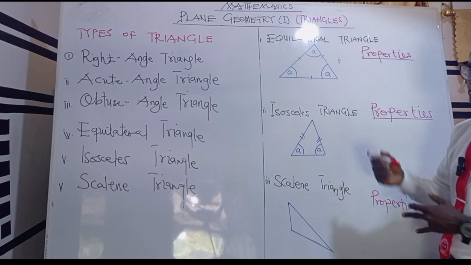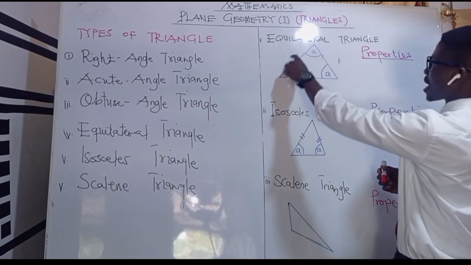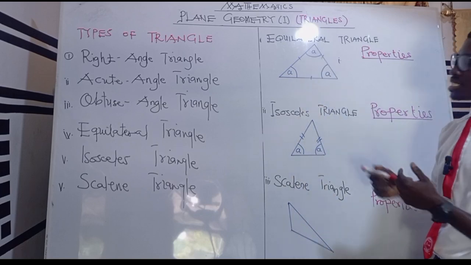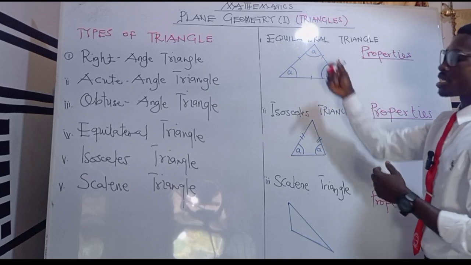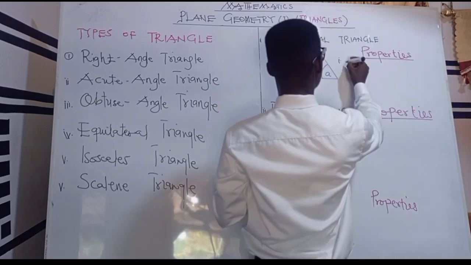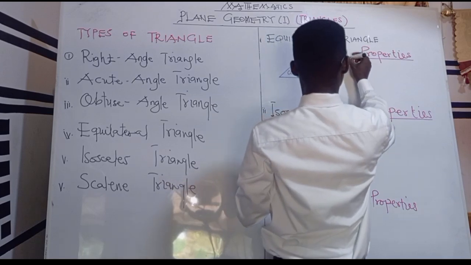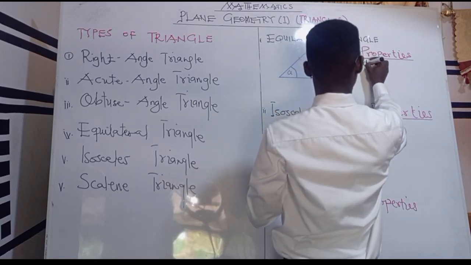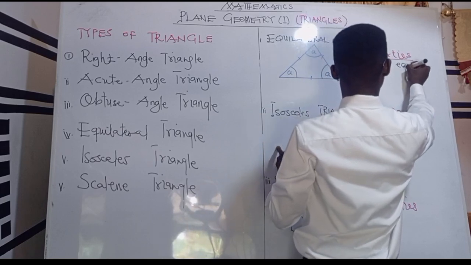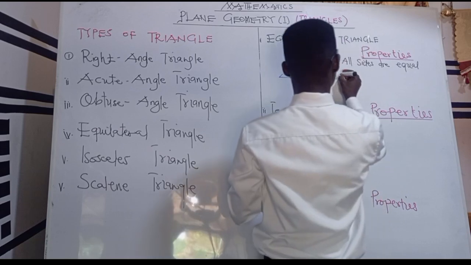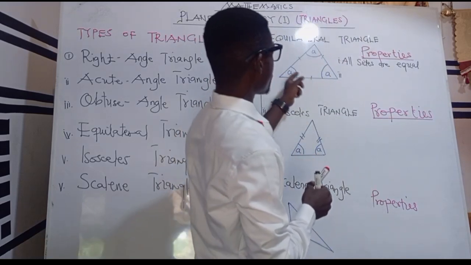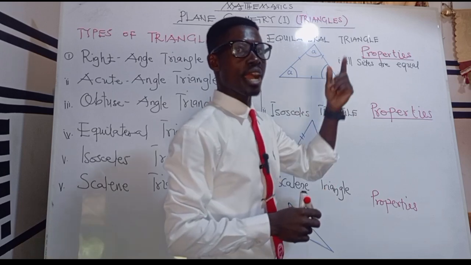Now one of the properties is that all the sides are equal, and most times it is indicated with a stroke. All the sides are equal. So we have one, all sides are equal. And then two, all the interior angles too are equal.